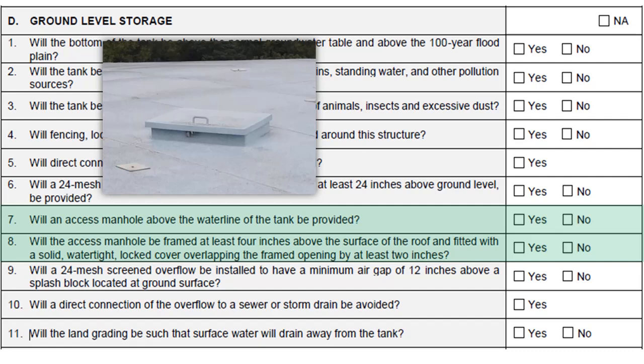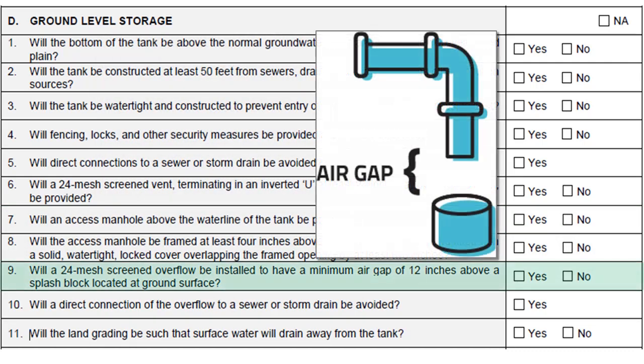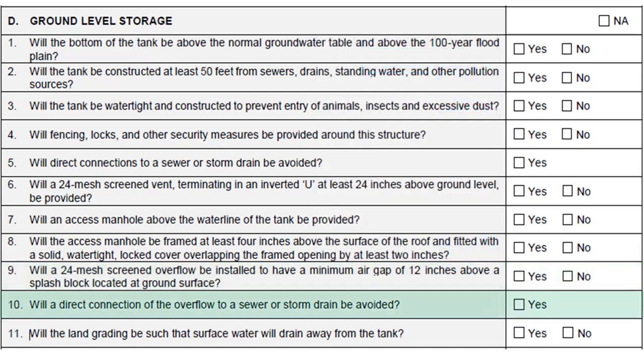The access manhole should be framed at least 4 inches above the surface of the roof and fitted with a solid, watertight locked cover which overlaps the frame. Screened overflows should be provided with an air gap of at least 12 inches above a splash block at ground surface. Air gaps help to prevent against possible contamination. Direct connections to sewer and storm drains are not permitted. Land should be graded so that surface water will drain away from the tank.